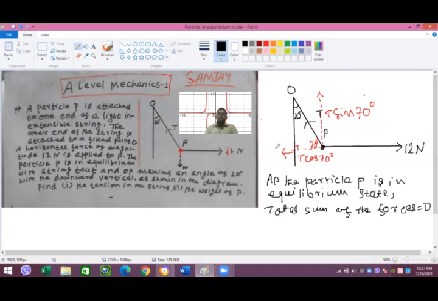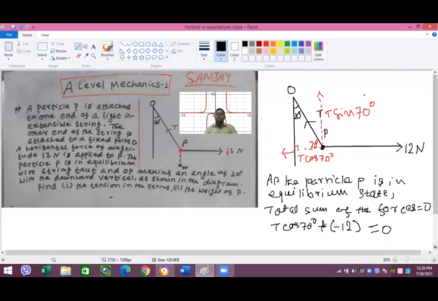So total forces in this case, you can see that T cos theta is towards opposite to this 12 Newton force. So you can say that is minus 12 Newton force, or you can say 12 Newton force as positive force, but T cos 70 degree, because this is in the opposite direction to 12 Newton force, so you can say that T cos 70 degree is negative force, equal to this 12 Newton force, or vice versa. Anyway, you can write it, and that is equals to 0.